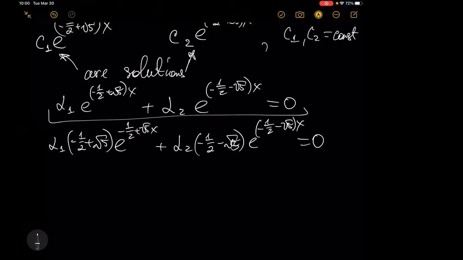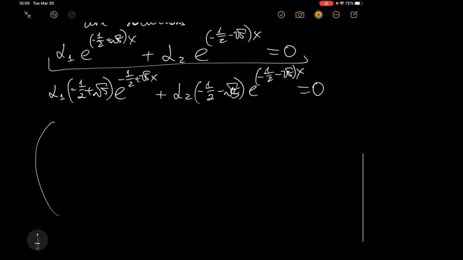Now I can just write e, okay, I will call it lambda 1 x. Here will be lambda 1 e to the lambda 1 x.